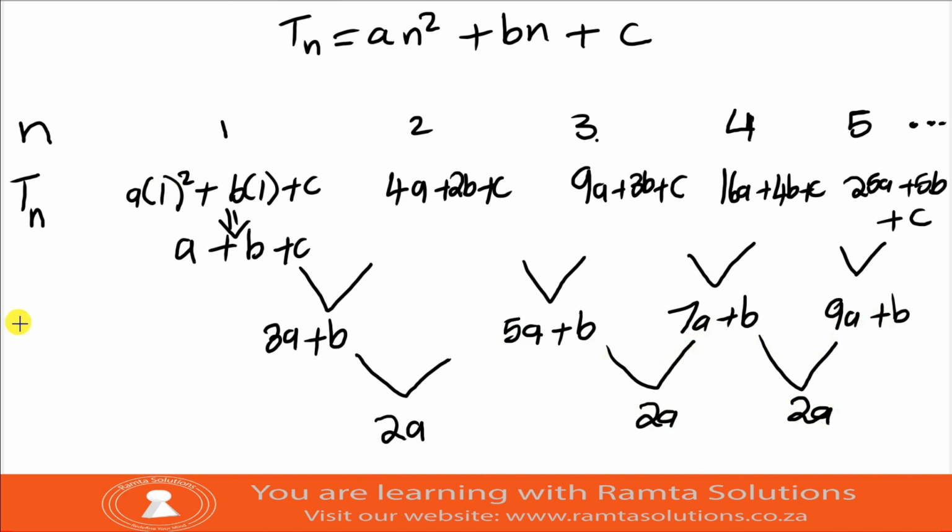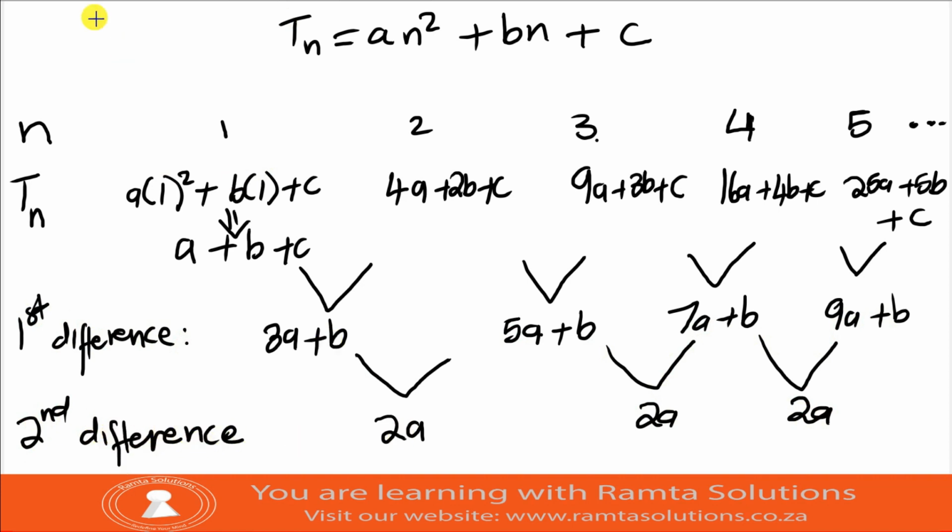So here we have a first difference, and as you can see, it is not common. And here you have a second difference, and it is common. This means quadratic patterns have a common second difference, and arithmetic patterns have a common first difference. That's the difference between the two.